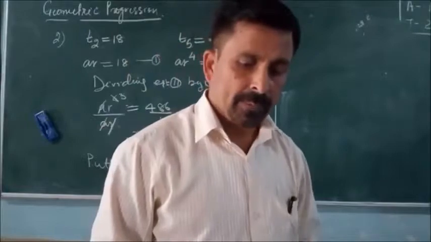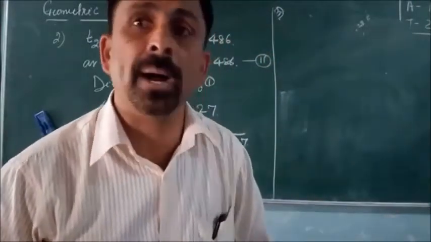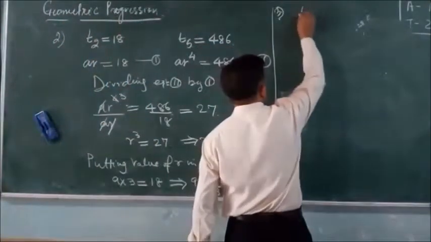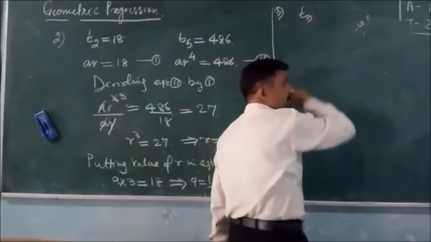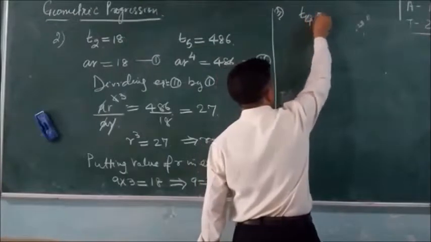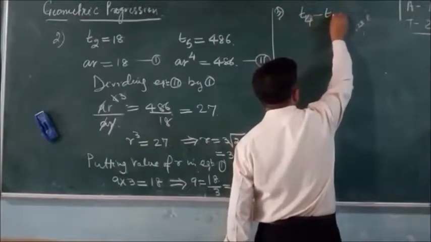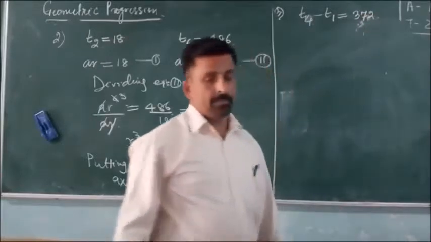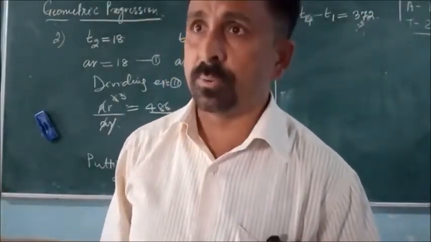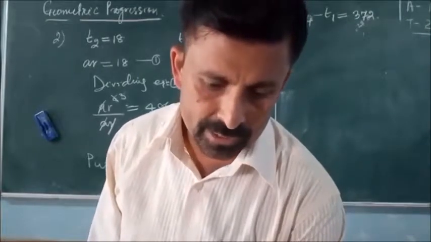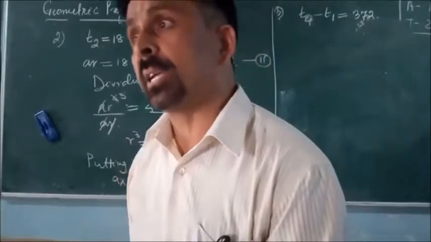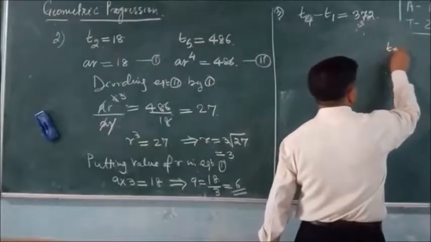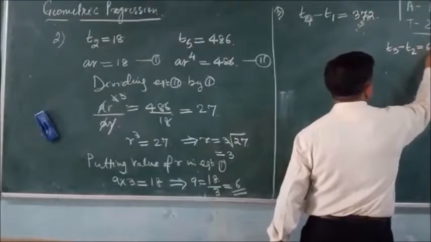So similarly here, the fourth term is greater than the first term by 372. That means the difference between these two terms is 372. So we can use that concept and write: fourth term is greater than the first term by 372. Is it okay? And another part says the third term is greater than the second term by 60.